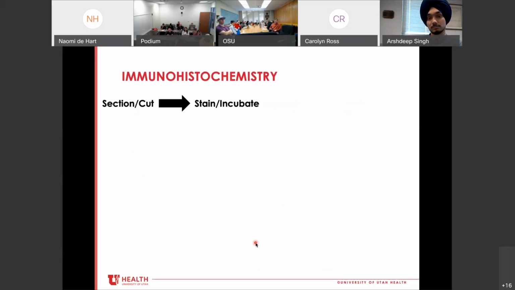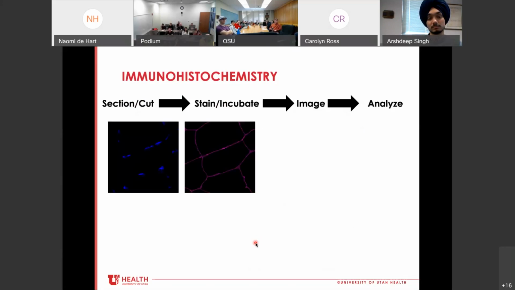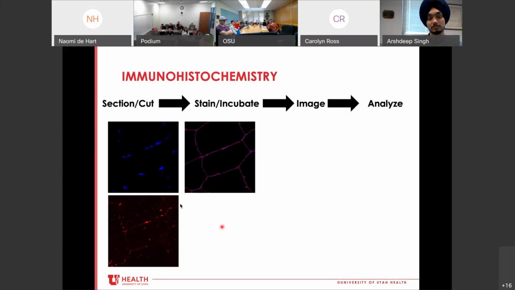After we do that, we image the slides and get very pretty images. At least I think so. And then we analyze the data at the end. So here are some of the images that I took. On top left, these are nuclei. This is the cell membrane. And then this is mTOR.